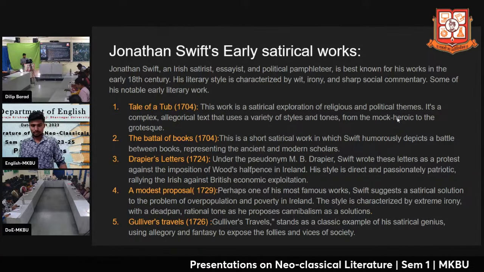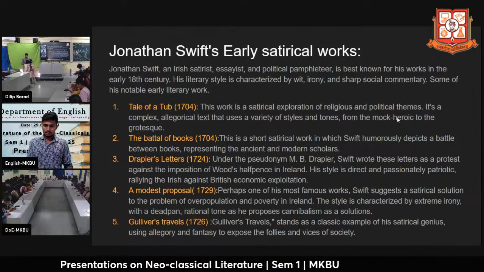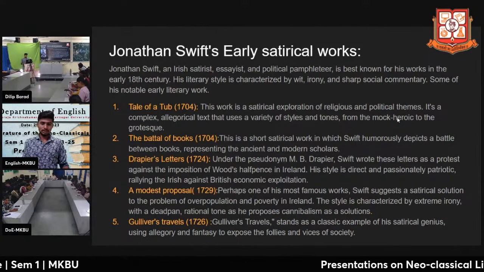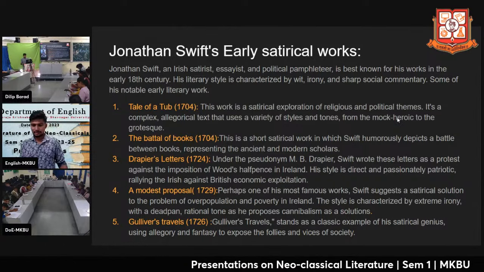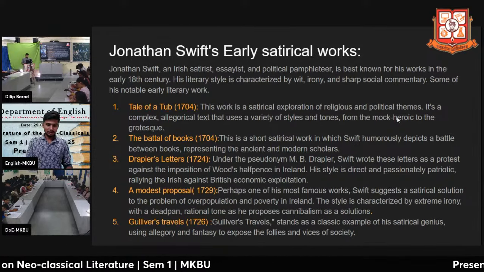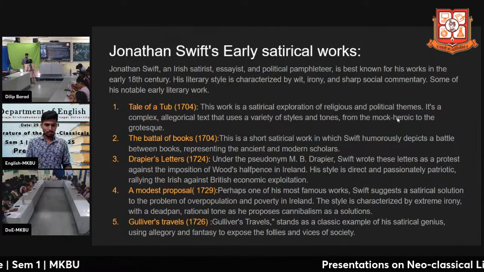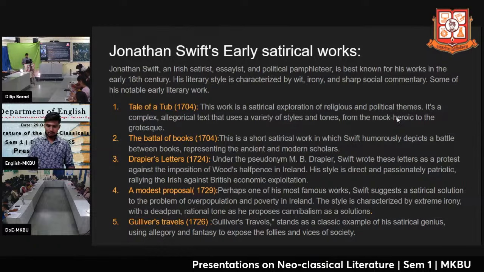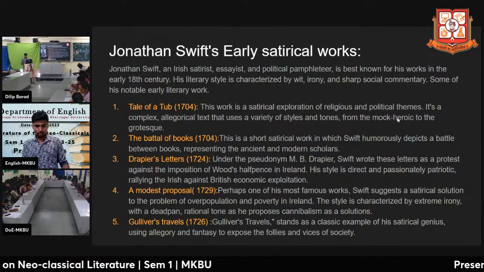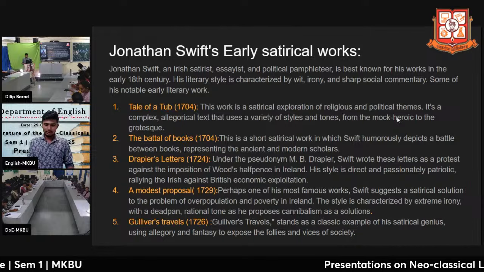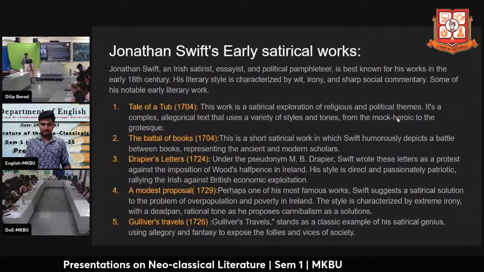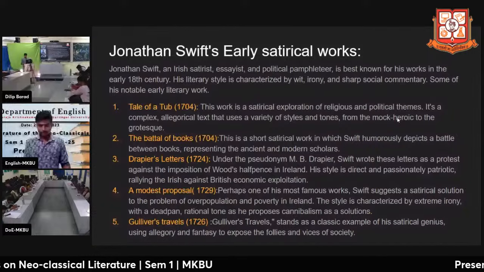Drapier's Letters. Under the pseudonym M.B. Drapier, Swift wrote this letter as a protest against the imposition of Wood's halfpence in Ireland. His style is direct, passionately patriotic, and railing in Irish against British economic exploitation. A Modest Proposal. One of his most famous works, Swift suggests a satirical solution to the problem of overpopulation. Gulliver's Travels stands as a classical example of his satirical genius, using allegory and fantasy to expose the follies and vices of society.